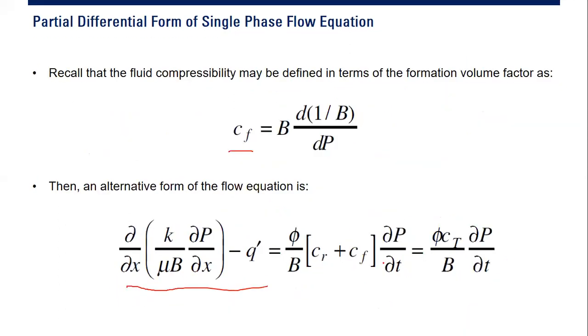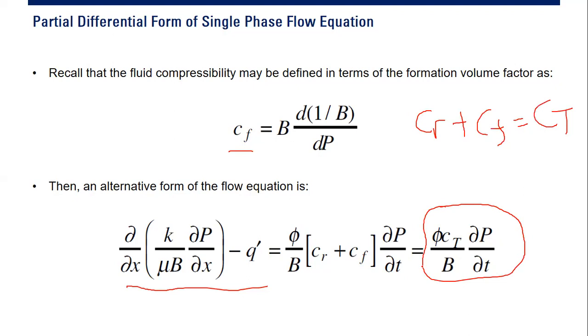Okay, so we have porosity divided by B, multiplied by (CR plus CF, fluid compressibility), multiplied by dP per dt. If you remember that CR plus CF equals total compressibility, we can rewrite this term as porosity multiplied by total compressibility divided by formation volume factor, multiplied by dP dt. Okay?